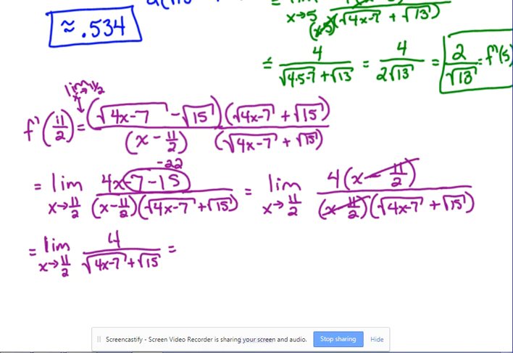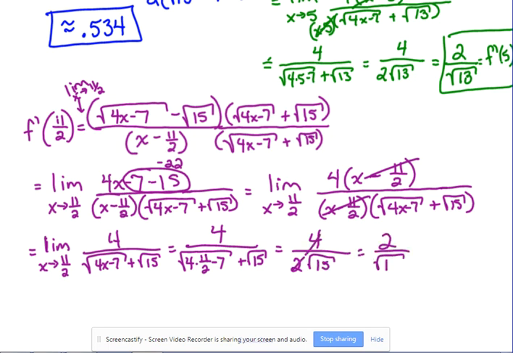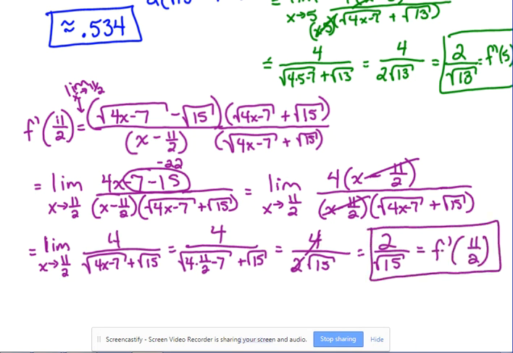Okay, now we can plug in 11 over 2. 4 times 11 over 2 minus 7 plus the square root of 15. So guess what that gives us? 2 square roots of 15 on the bottom. So that gives us 2 over the square root of 15 is f prime of 11 over 2, which is the derivative of f at 11 over 2, which is the instantaneous rate of change of f at 11 over 2, which is the slope of the tangent line of f at 11 over 2.